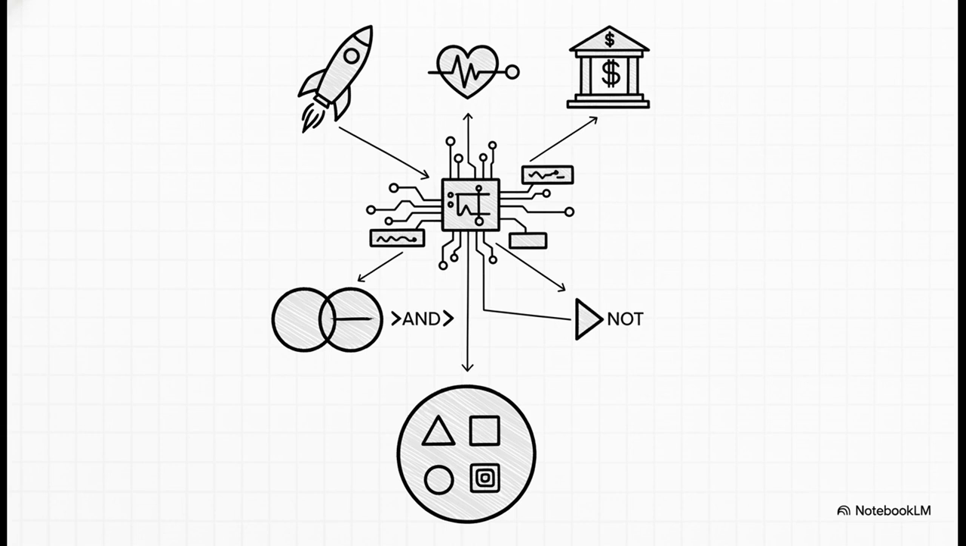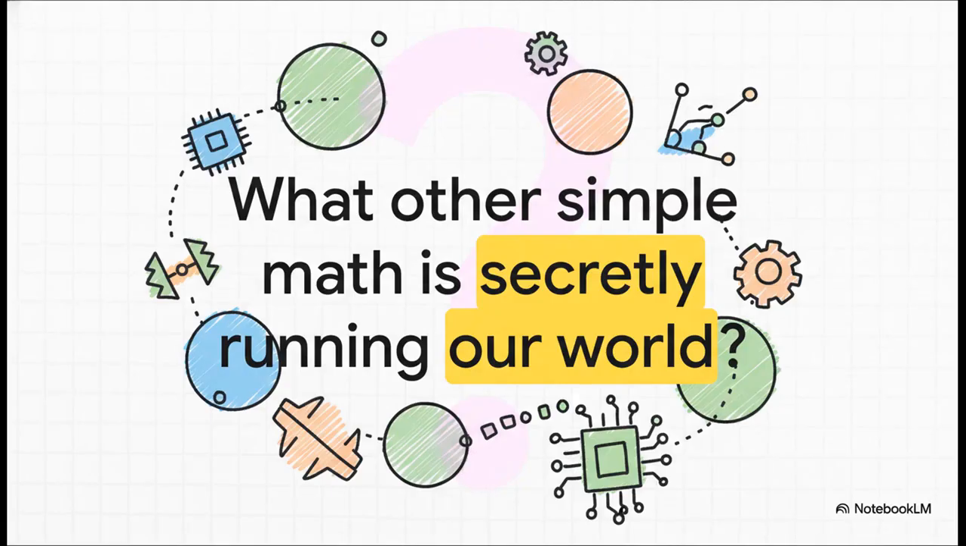This is what allows us to construct systems so complex we can barely imagine them, yet so reliable that we bet our lives and our fortunes on them every single day. So the next time you use any piece of technology, just remember you're not just interacting with silicon and code. You're interacting with the elegant, invisible structures of mathematics. And it kind of makes you wonder, right? What other simple math is secretly running our world?